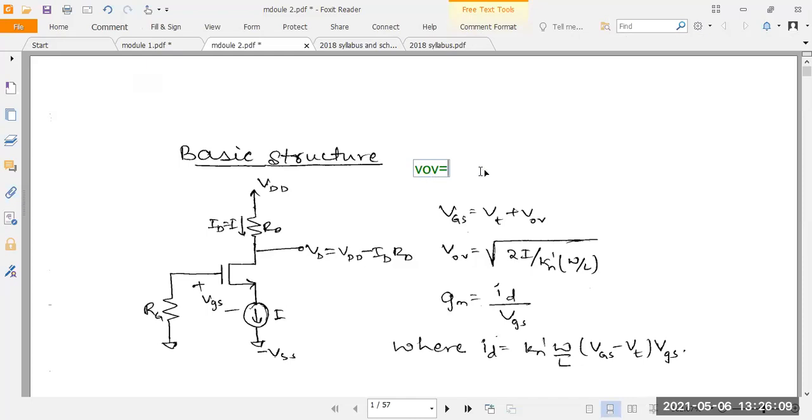VGS minus VT. Okay, so VGS you take it outside here, we get VT plus overdrive voltage. Understood? So in the earlier equation, what did you take as the VGS equation? It is the square root of 2 into ID divided by Kn dash into the W/L ratio. See model number 1 here. In model number 1, there is a VGS equation here.